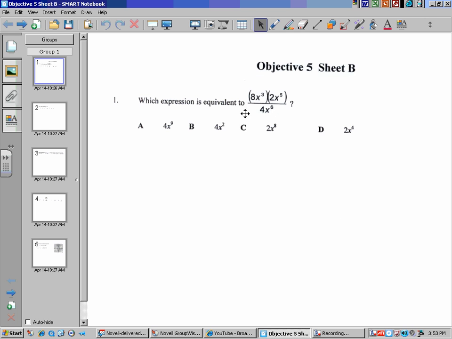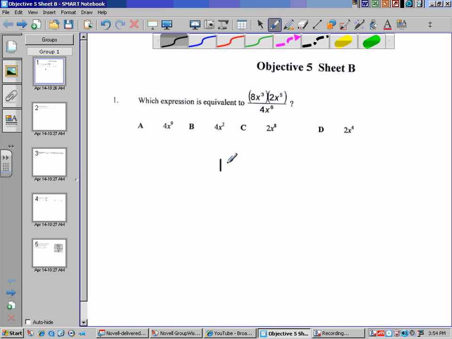First off, on this one, you're going to multiply up top first. So I'm going to take 8 times 2, which is 16. And then when you're multiplying, you add the exponents. So I have x to the 8th power. This is all over 4x to the 6th. Well, now you're going to take 16 divided by 4, and you get 4.